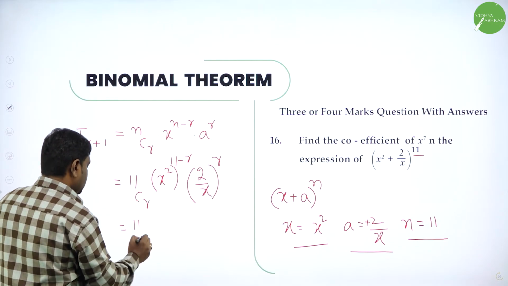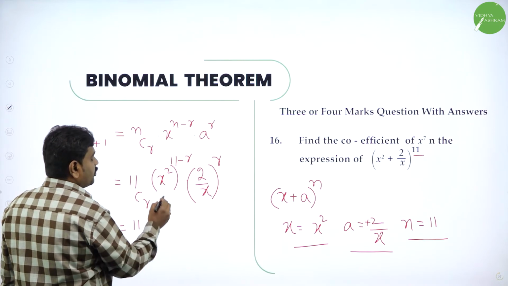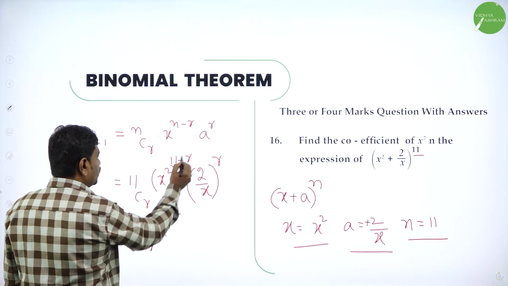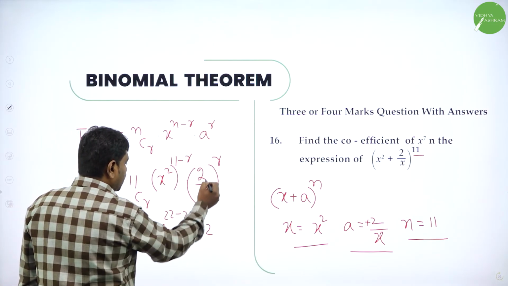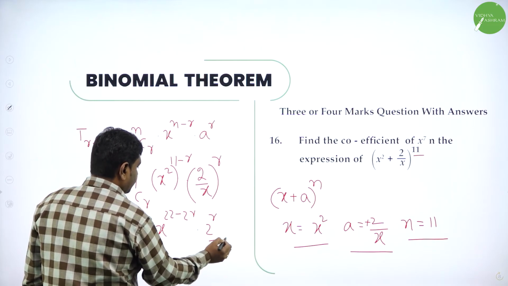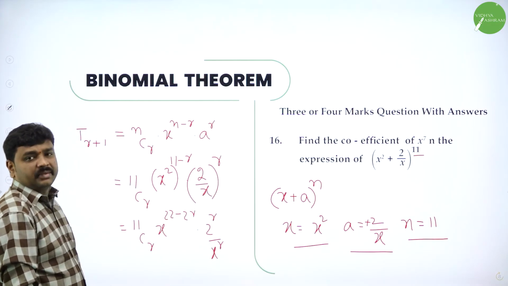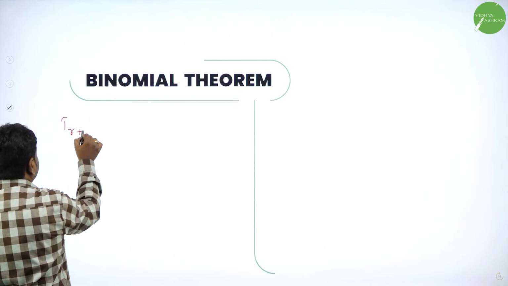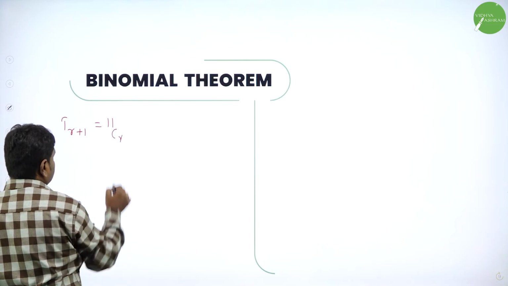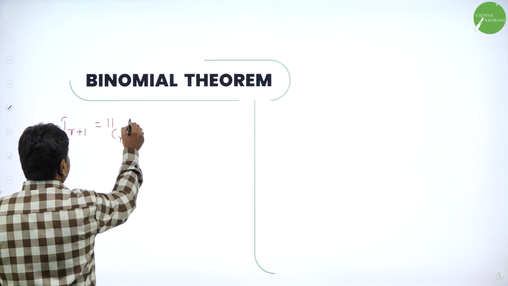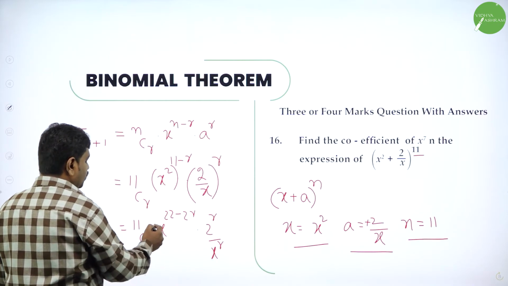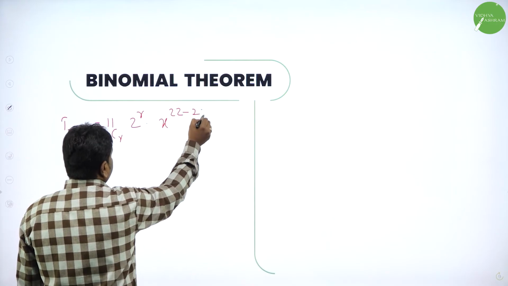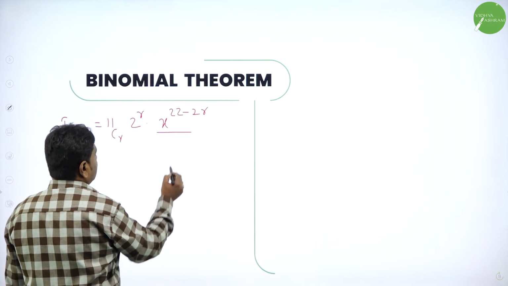Now that is 11Cr. Use the law of indices: (a power m) whole power n is a power m into n. So it will become x power 2 elevens are 22, minus 2 into r is 2r. Again 2 power r as well as x power r, take the power for both numerator and denominator. Now we'll simplify this. So T(r+1) equal to 11Cr. And what are the things left of 2 power r? Group separate 2 power r. The next terms you put at the end, that is x power 22 minus 2r divided by x power r.